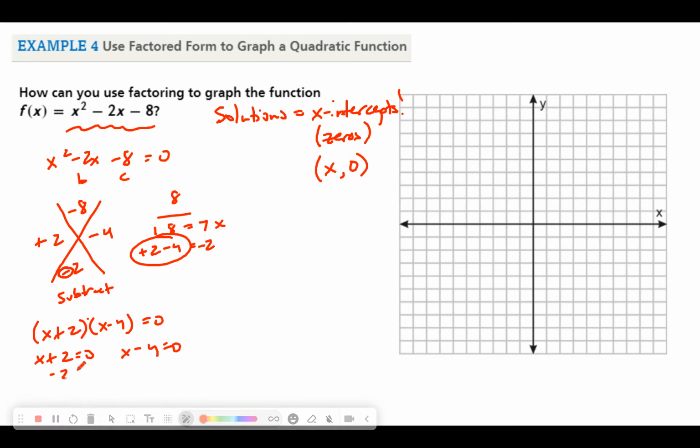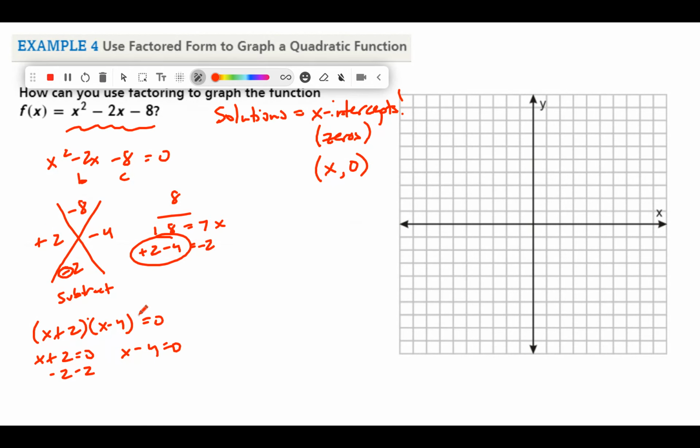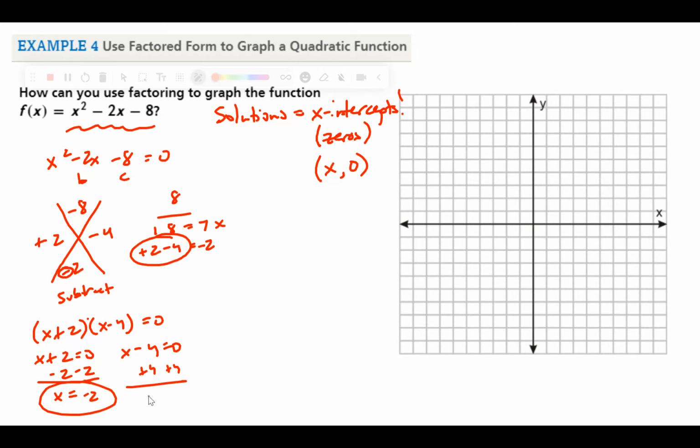So I'll solve each. I'll subtract 2 on both sides. So we get x equals -2. There's one of my solutions, or x-intercepts. Add 4, x equals 4. There's the other one. So now what I'm going to do is I'm going to put dots on these two x-intercepts at -2, and 4.